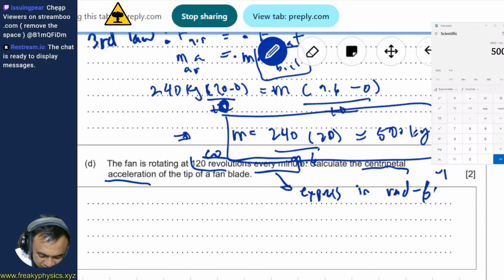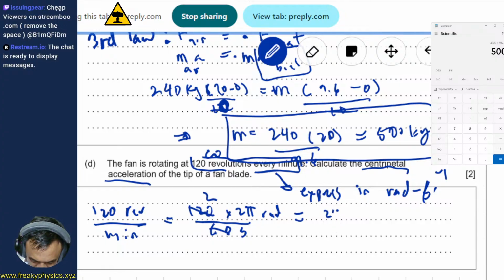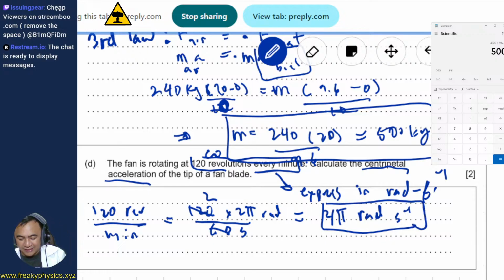So that means 120 revolutions per minute will be 120 times 2 pi radians, all over 60 seconds. So that's going to leave us with 60 into 120, which becomes 2, times 2 pi. That becomes 4 pi radians per second. Now we're going to keep this as the irrational number for now, and then we will do our final estimate at the end.